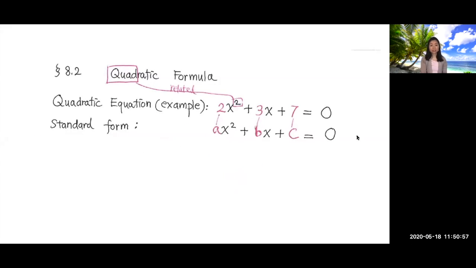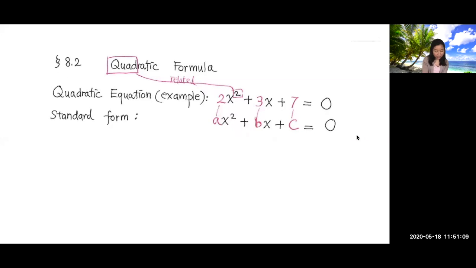Today we're going to derive the quadratic formula. First of all, what is a quadratic equation? A quadratic equation is an equation of degree 2. Quad has something to do with the square there, if you look up the word.